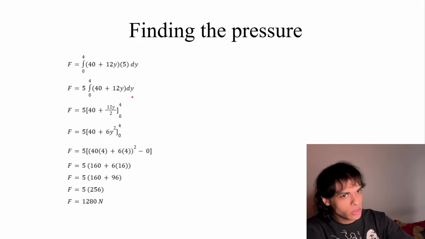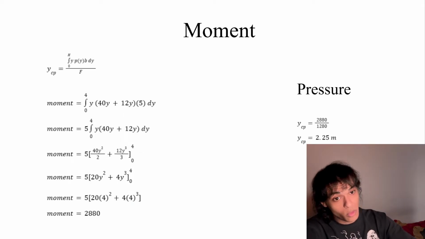So doing just normal integration here. Since it's a normal number, we take it outside and do the integration. Extremely normal integration here. We just substitute with simplification, and then we substitute the numbers 4 and 0, and then we get the force in Newton. So this was for the force, right?